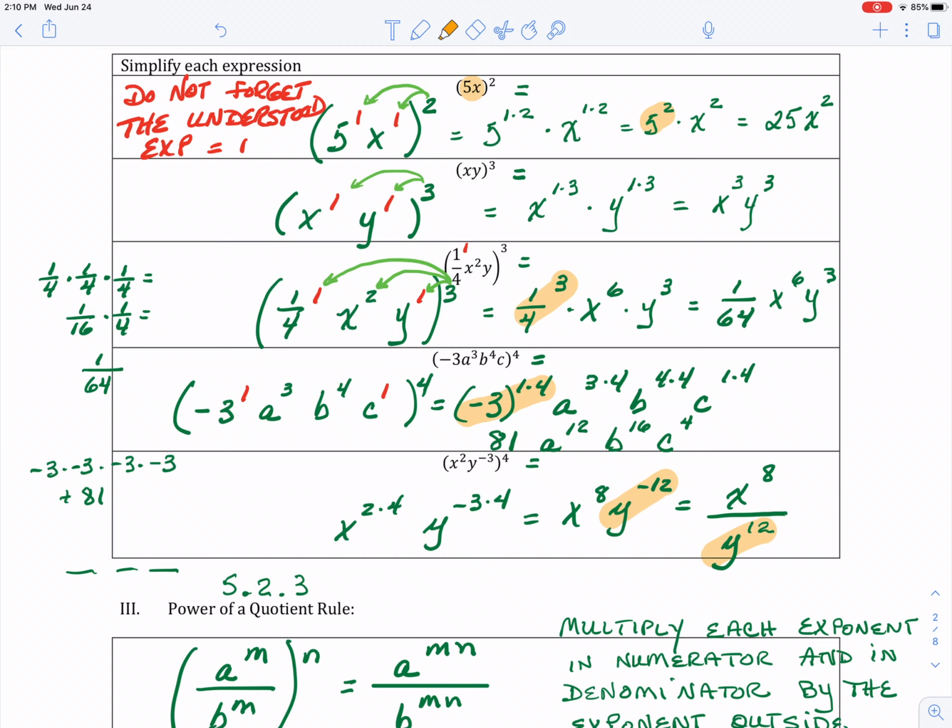So that's a good place to stop with the power of a product rule, and you can see on the next one here we're coming up with the power of a quotient rule.